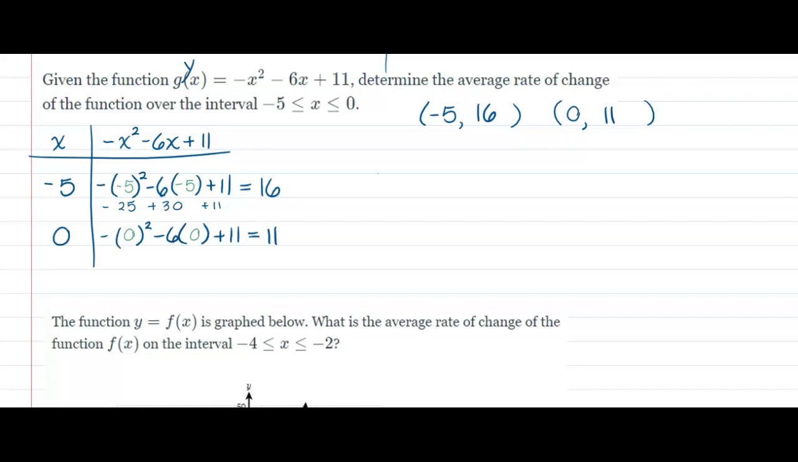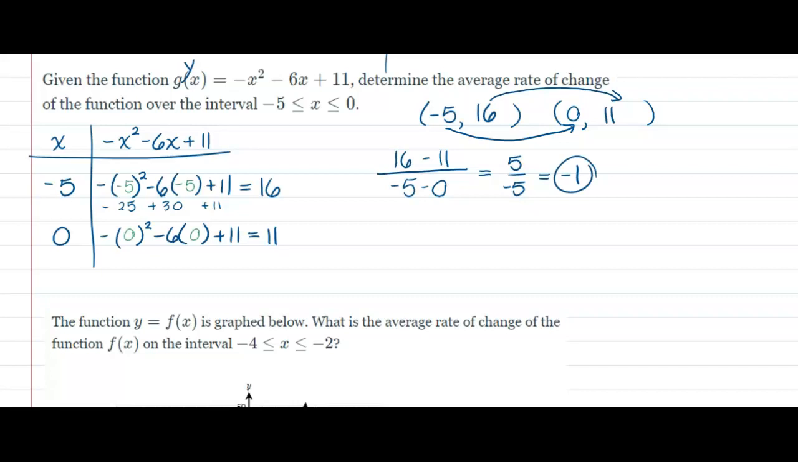So now I want to think about how the y's changed compared to how the x's changed. And it doesn't matter which one I start with as long as I'm consistent. I went in this direction, so my x's have to go from left to right as well. When I do this, I get 5 over negative 5, which is the same as negative 1.